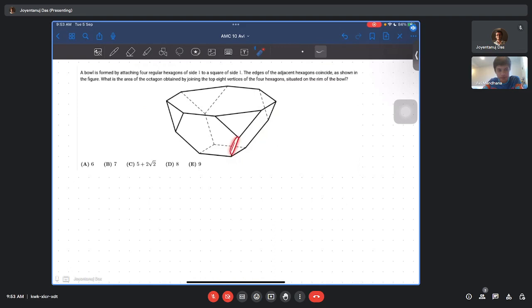So this edge is coinciding, right? So they're the same length. Length is all the same because side is 1, right? So that is given. So what is the area of the octagon obtained by joining the top 8 vertices of the four hexagons? So this thing they are asking to find out, right?